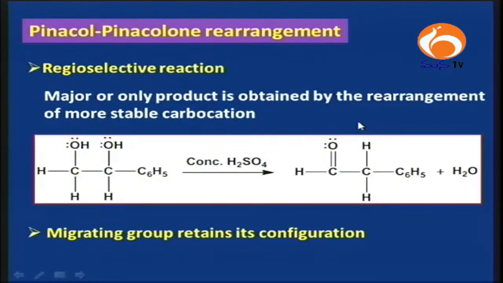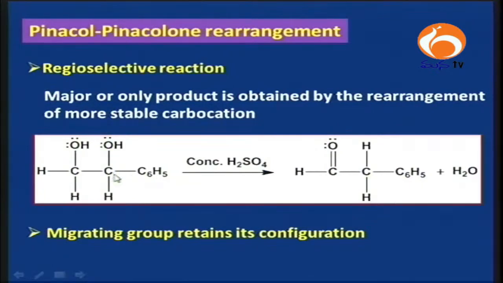The pinacol-pinacolone rearrangement reaction is a regioselective reaction. We will obtain only one product, or a major product, that is formed from the most stable carbocation. That means whenever we carry out a pinacol-pinacolone rearrangement, the carbocation can be obtained from this carbon atom or from this carbon atom. That means we will obtain two types of carbocations. Based on the stability, one carbocation will be formed in higher quantities. From that carbocation we will obtain the final pinacolone.